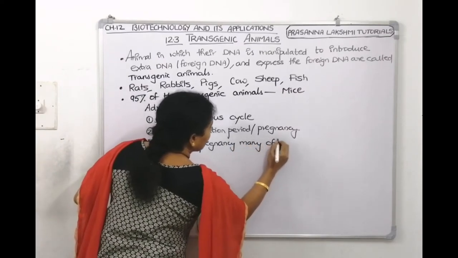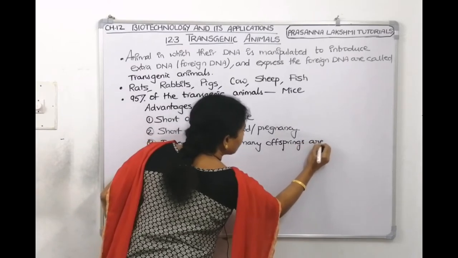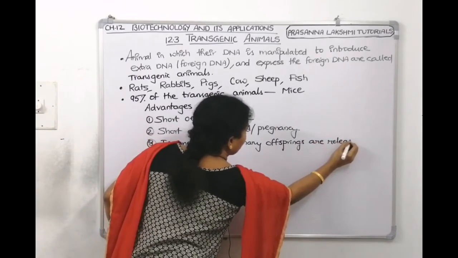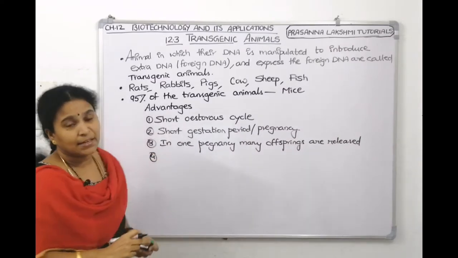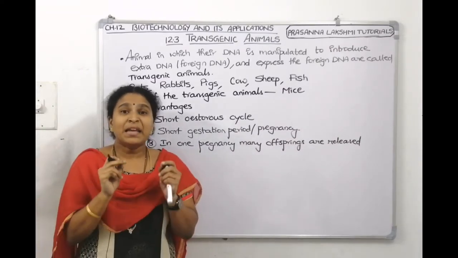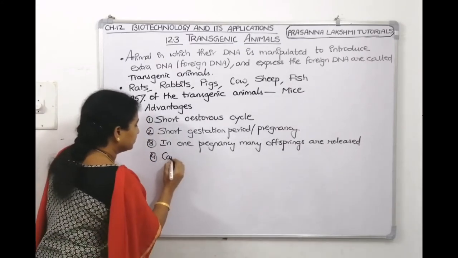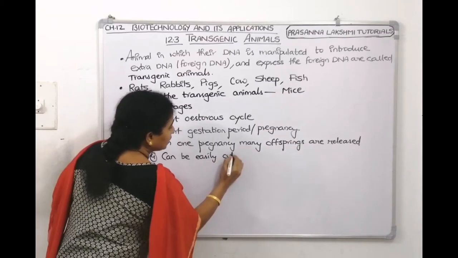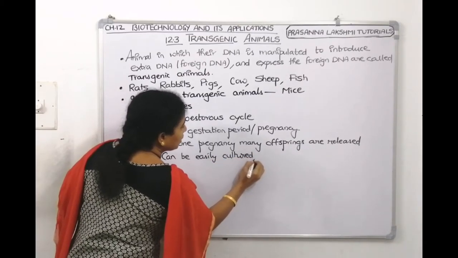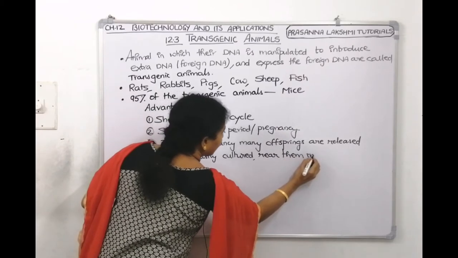Many offsprings are released. In one pregnancy, many offsprings are released. This is the other advantage, and they can be easily maintained in the lab. You can easily culture them. You can easily rear them in the lab.